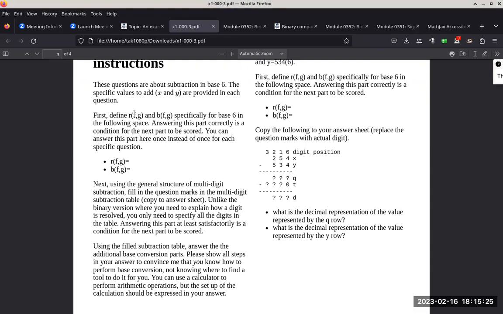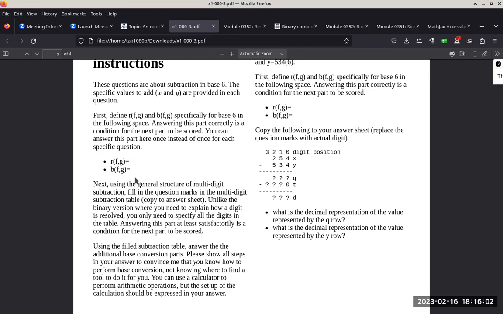I'm just using this to say, okay, tell me what is the expansion of R and B in base 6 in this case. Okay, so we'll get to that later. Answering this part correctly is a condition for the next part to be scored. So that means if people cannot answer this part here, I'm not going to score the rest because it is needed for the rest to make sense. You can answer this part once instead of once for each specific question because all 3 questions ask you to do this. So you can just answer it once right here. All right, so let's go ahead and answer this one.